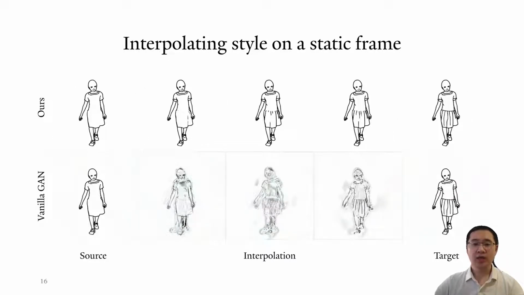We then show how it can interpolate between two user-edited drawings on a static frame. We can see our interpolation results in the top row, where strokes appear and elongate smoothly. In contrast, the baseline interpolation using a vanilla GAN failed to generate a meaningful interpolation.